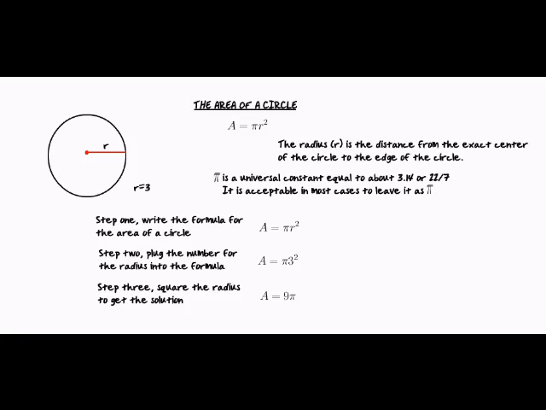Next, we're going to talk about finding the circumference of a circle. The formula for the circumference of a circle is 2 pi r. So again, we need our radius labeled on our circle. And the circumference, rather than being how much space the circle takes up like the area, the circumference is the distance around the edge of the circle.